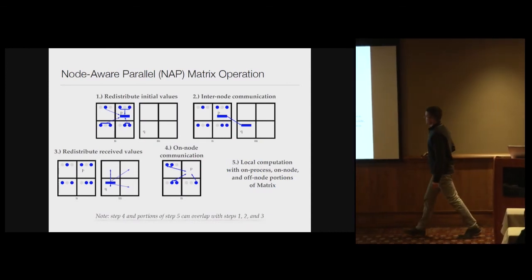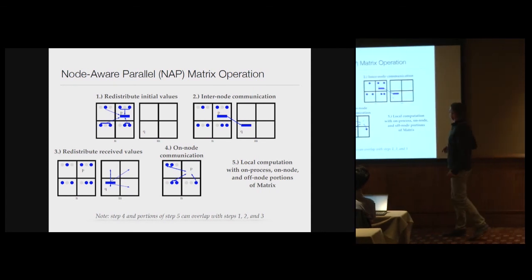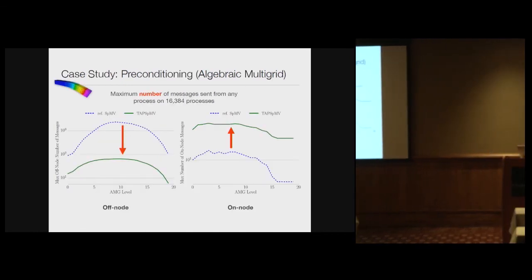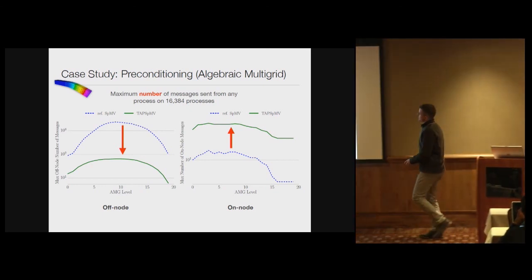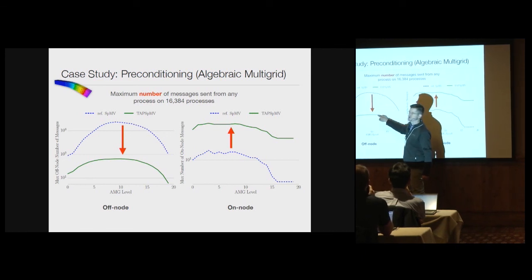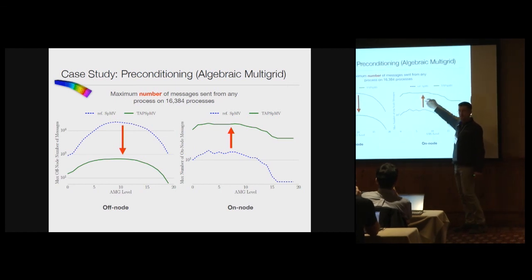So here's a picture of that. We aggregate, we do the intra-node communication, we scatter, and then we do the on-node stuff, or we do the on-node stuff beforehand. So here's some results on that same case study. Here's the maximum number of off-node messages. This goes down in our new approach. The number of on-node messages goes up. Remember, these are cheaper though.